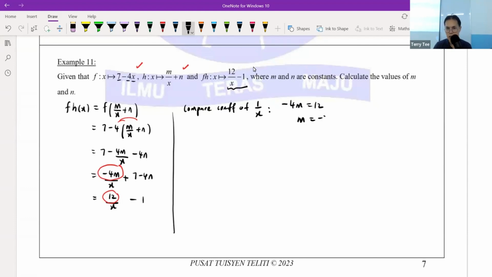m equals -3, right? What else can we compare? We can compare constant. Constant is the number without any x. You can see the number without any x is 7 minus 4n, and I equate it with -1. So let's bring this over. -4n is -8, n is now 2.